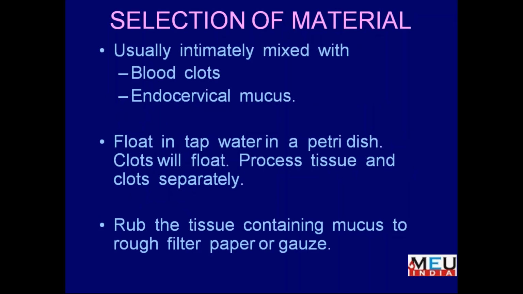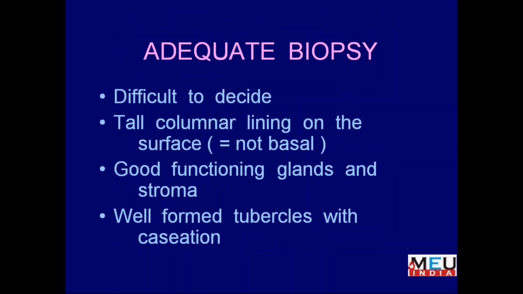Quite often the material we get in these samples is mixed with blood or mucus, and before processing the tissue, it is important to remove the blood clots properly. For this, it will be nice if we float the sample in tap water in a petri dish. The clots will float, and then process the tissue and clots separately. Don't throw away the clots. Sometimes some cells are seen in the clots as well. If the tissue contains a lot of mucus, then rub it on rough filter paper or gauze. And what is an adequate biopsy?